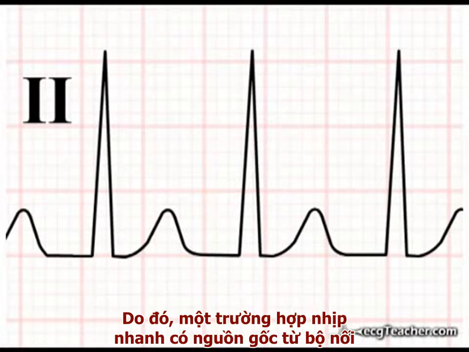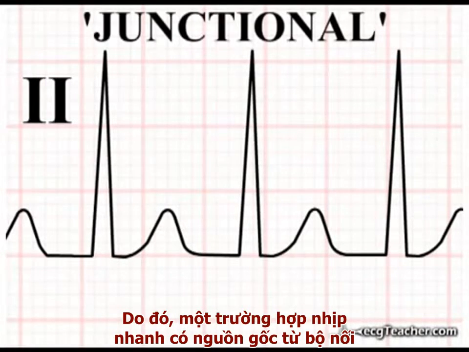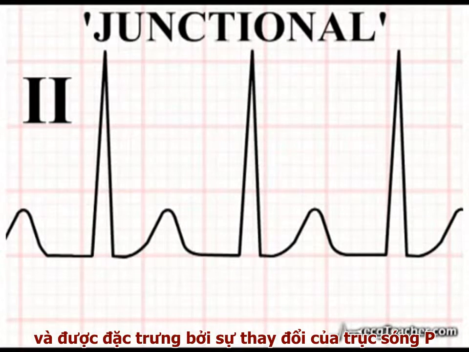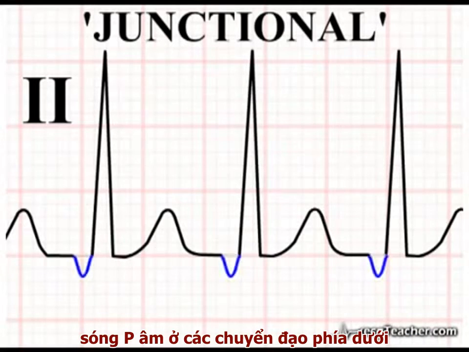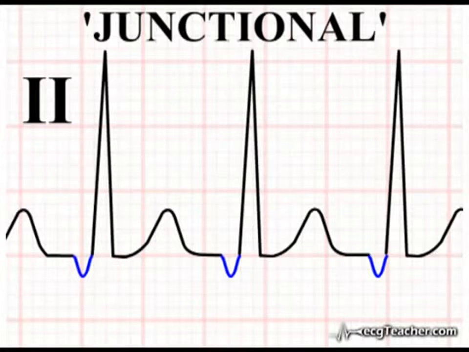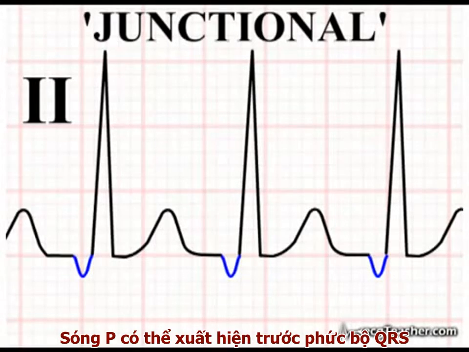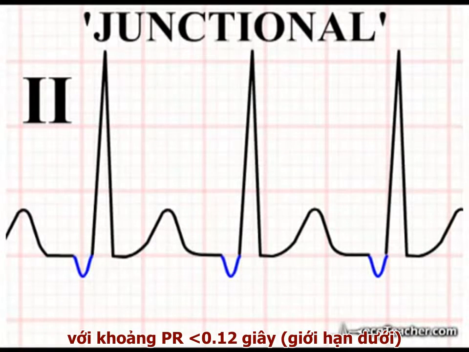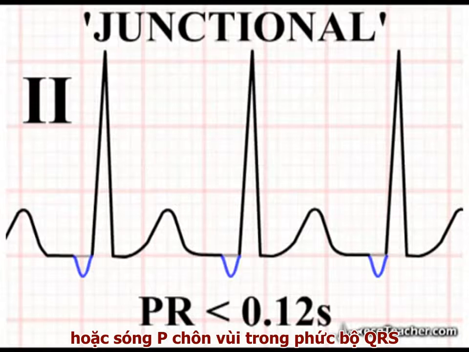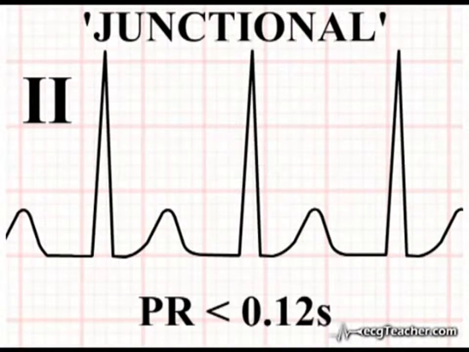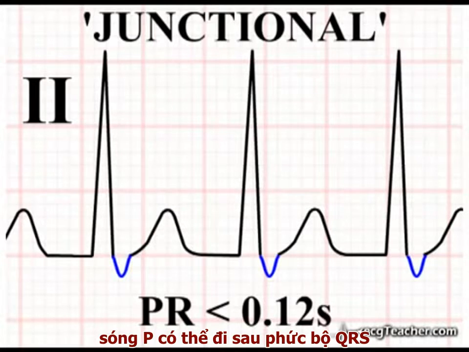So, a tachycardia arising from a focus in the junctional region is regular, narrow complex, and is characterized by a shift in the P wave axis such that the P waves are negative in the inferior leads. The PR interval is shortened. The degree of shortening varies to the extent that the P wave may precede the QRS complex, but with a PR interval less than the lower limit of normal. Alternatively, the P waves may be coincident with the QRS complexes and consequently unidentifiable on the ECG readout. In some cases, the P wave may follow the QRS complexes.